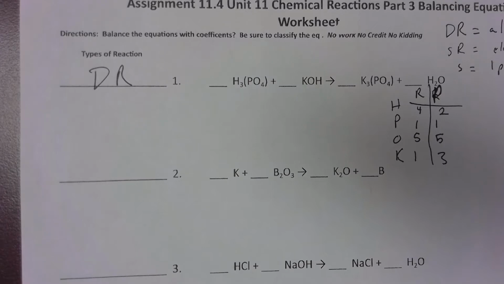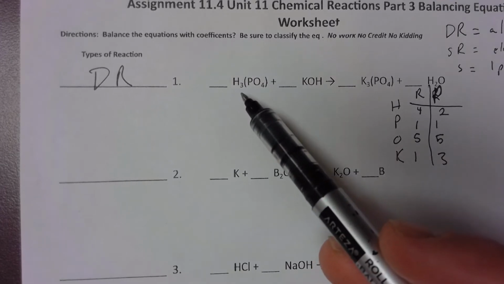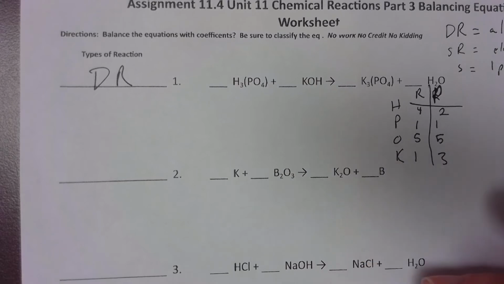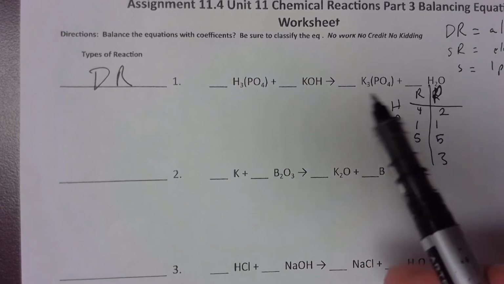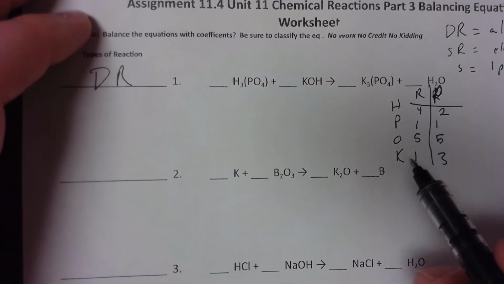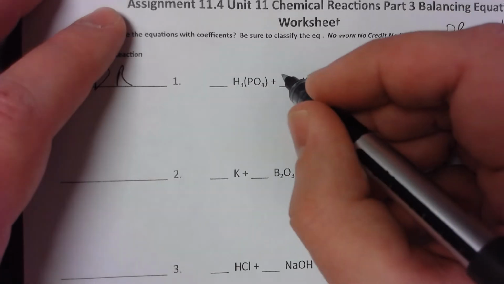Remember, I highly suggest you do this in pencil so you don't mess up. So if we look at hydrogen, can we do hydrogen first? No, because the rule, remember, is we don't want to do hydrogen or oxygen first if we don't have to. So potassium is the only one that we can do anything with. So let's multiply it by 3. So we'll put our 3 there.